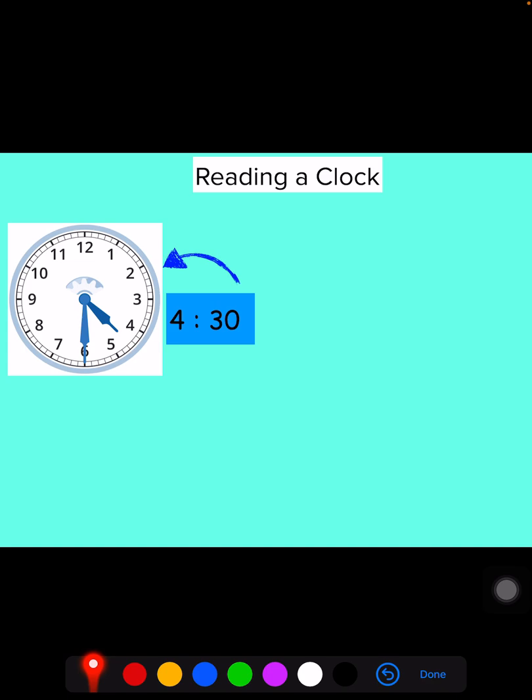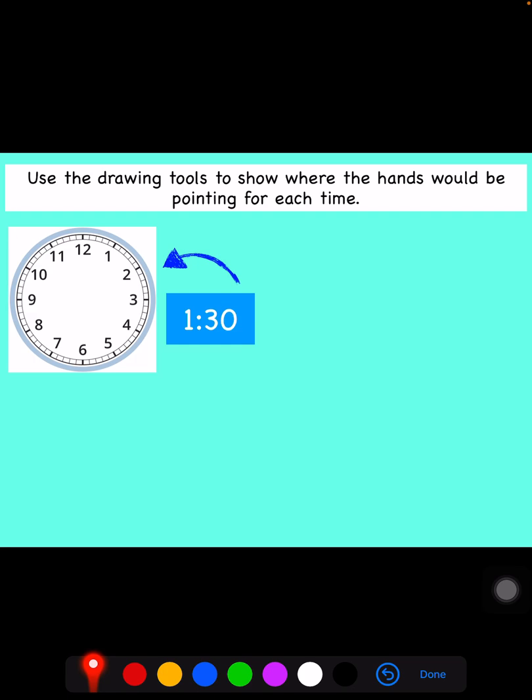Yesterday we read a clock and we wrote the time. Today we're going to do the opposite. We're going to read the time and draw on the clock to make it match. Let me show you what I mean.